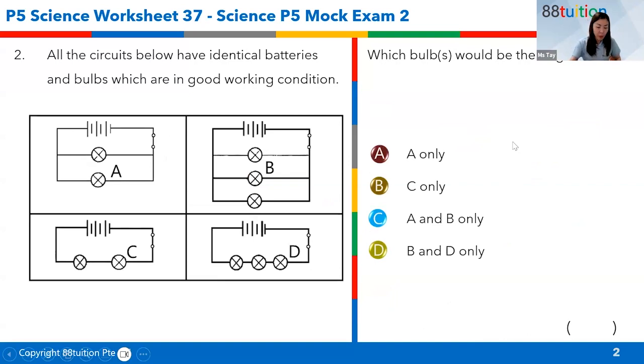All these circuits below have identical batteries and bulbs which are in good working condition. So which bulbs would be the brightest? Let me see your answers here just to make sure that you're okay. Yeah, some of you actually chose A. Which bulbs would be the brightest? The answer is actually A and B. All right, you know why?